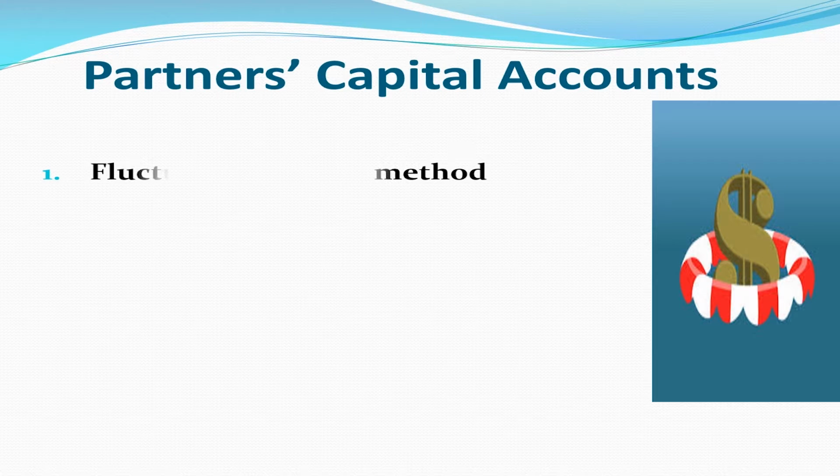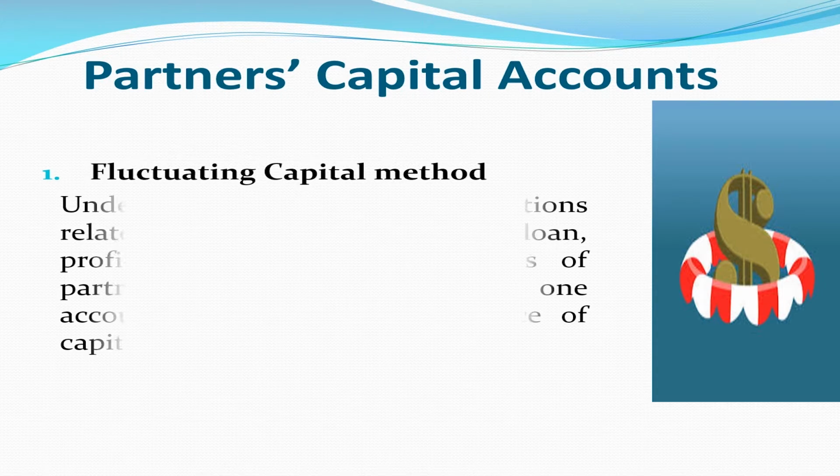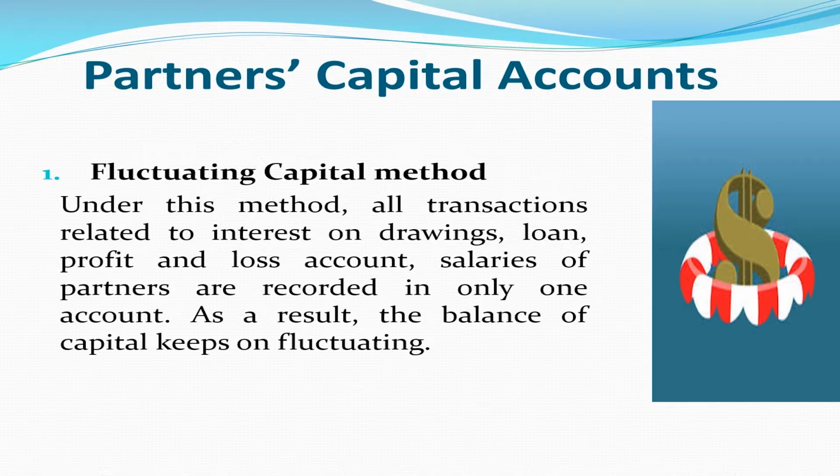Let's start with the fluctuating capital method. Under this method, all transactions related to interest on drawings, loan, profit and loss account, and salaries of partners are recorded in only one account. As a result, the balance of capital keeps on fluctuating. Let's move on to the partner's capital account under the fluctuating capital method.